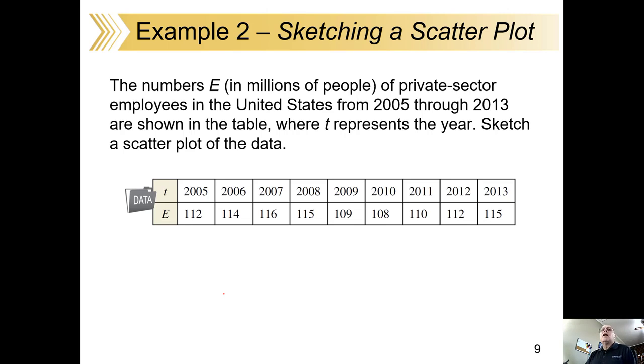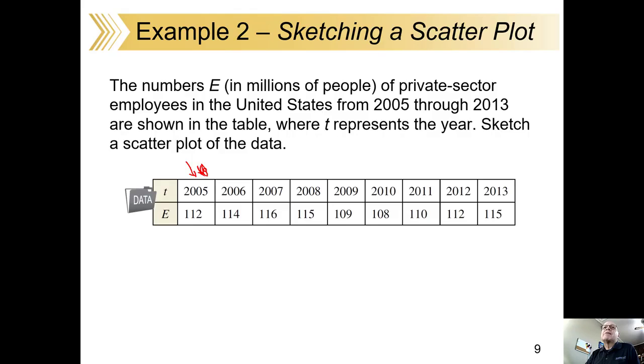Now, there are two things about this that I wanted to mention. First x value is 2005. That's a pretty big number. You know that if you do that on your graphing calculator, 2005, 2006, 2007 are going to be way too far away from the origin for you to see easily.